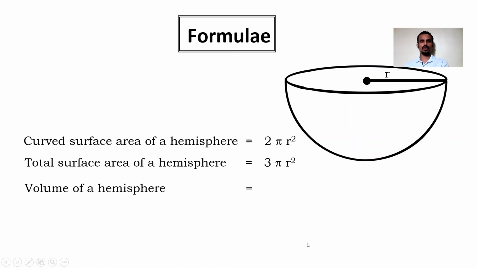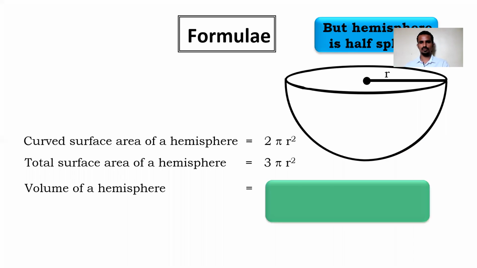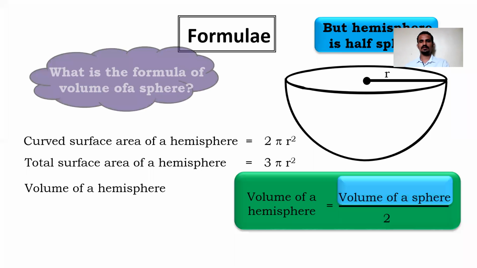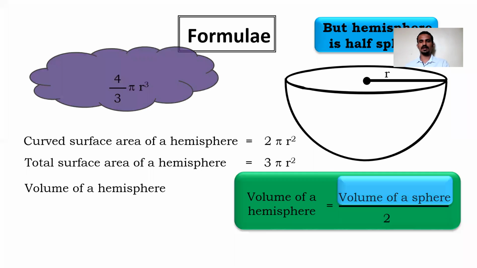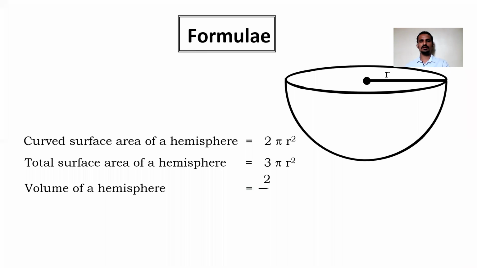And the third formula is for volume. Remember, the volume is exactly half the volume of the sphere. The volume of a sphere was 4 upon 3 pi r cube. We'll take its half. So the volume of the hemisphere is the volume of the sphere divided by 2, or half multiplied by the volume of the sphere. So 4 upon 3 pi r cube divided by 2: 2 ones are 2 and 2 twos are 4. So the formula is 2 upon 3 pi r cube. These are the formulae for the hemisphere.